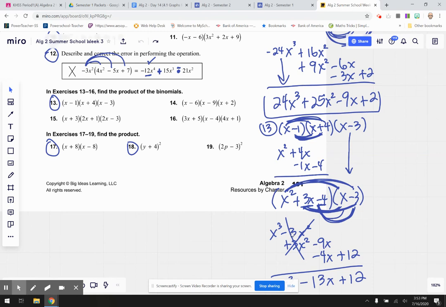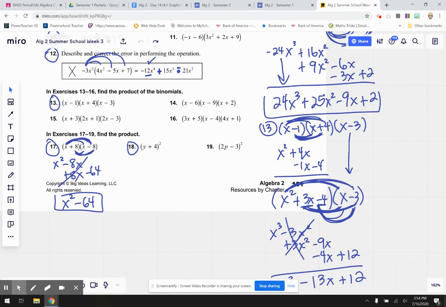Now let's go to 17. Okay, let's see, we have these two parentheses. So this is a nice easy one. You're going to just multiply the first term times both. So x times x, you get x squared. X times negative 8 is negative 8x. Then you're going to take the 8 and give it to both terms. So 8 times x is 8x, and you can see that those are going to cancel out. 8 times negative 8 is negative 64. So x squared minus 64 would be your answer to that one.